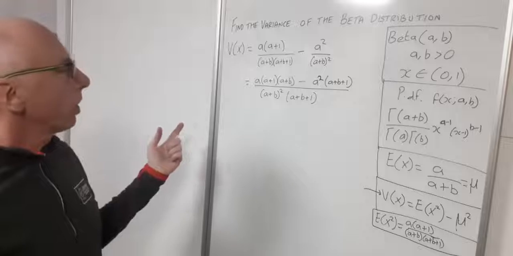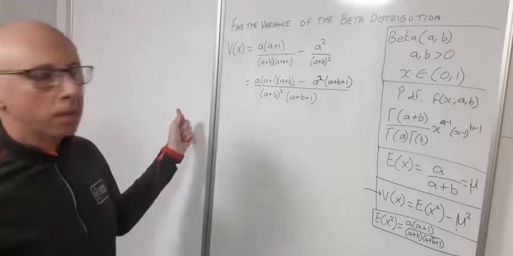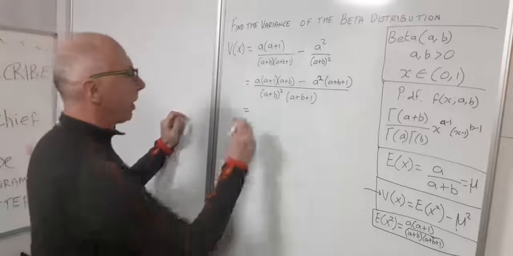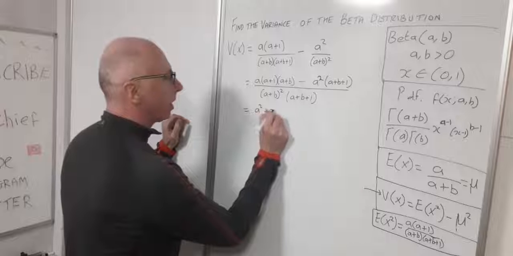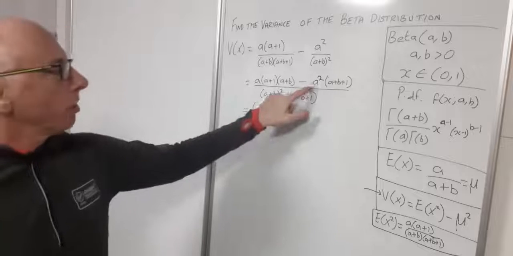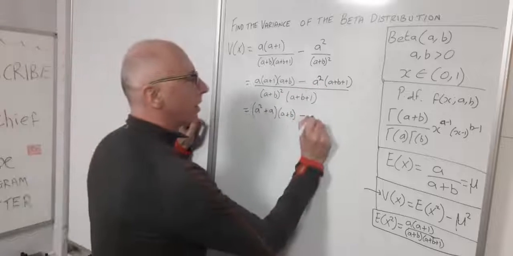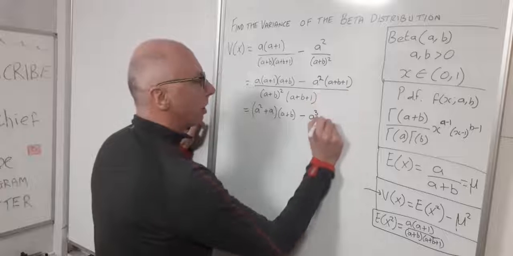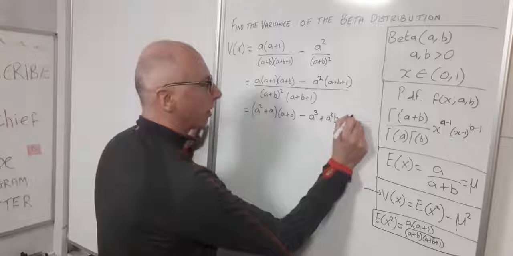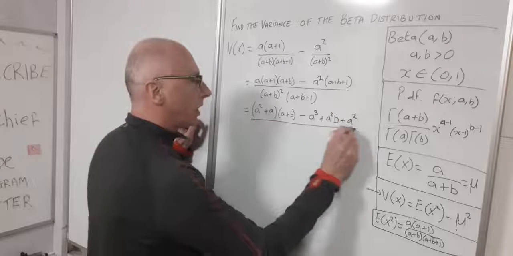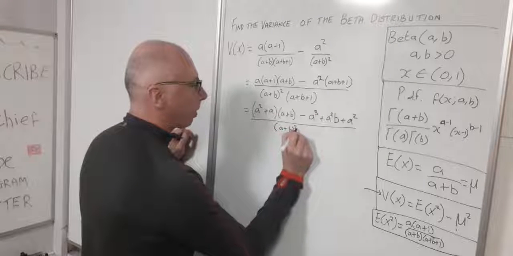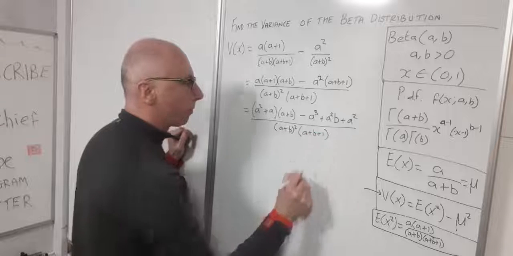So now let's just try and see if we can do something with this. Let's try expanding it all out and see where that takes us. So a times a plus 1, that will give me a squared plus a. And then multiply that by a plus b. And then distribute this a squared inside here. So now I've got a cubed plus a squared b plus a squared. That would be that. And then my denominator stays as it is. So a plus b squared, a plus b plus 1.